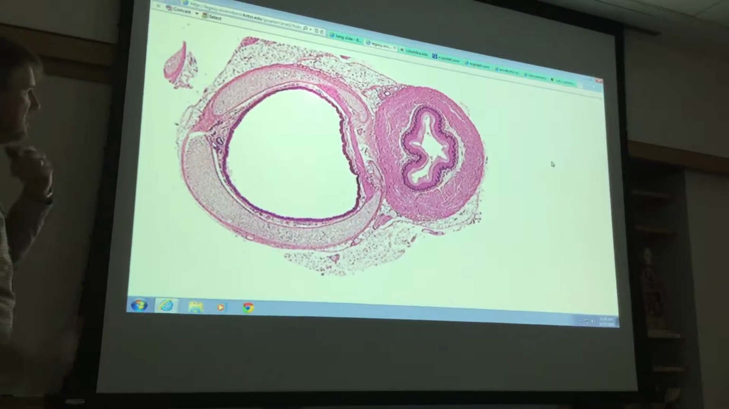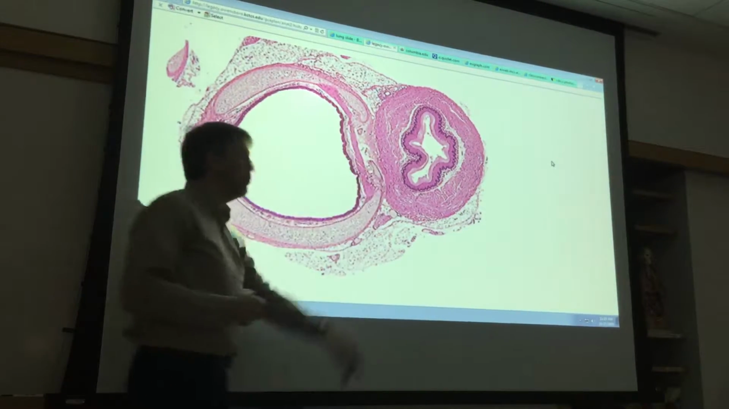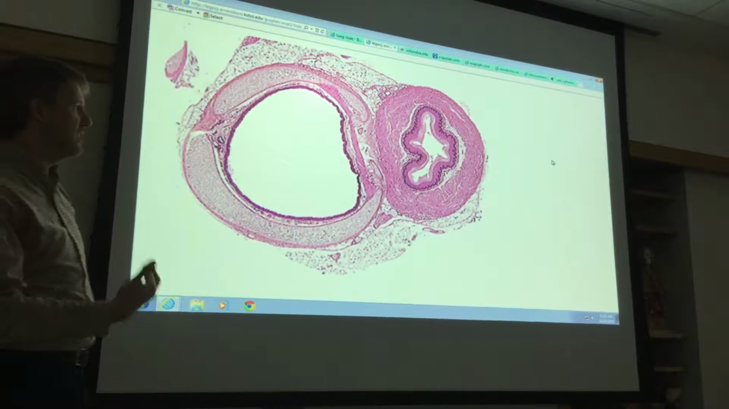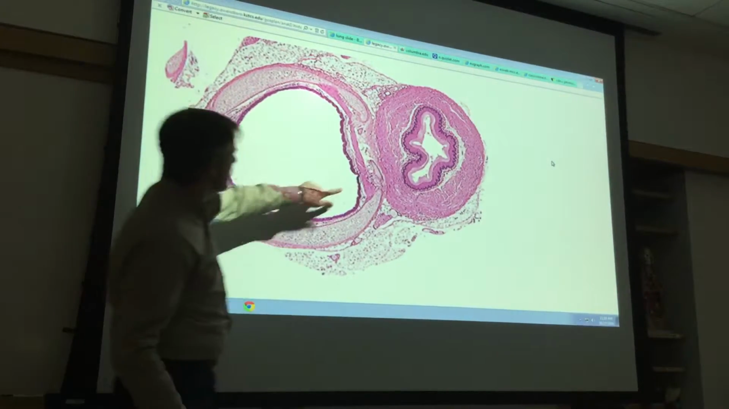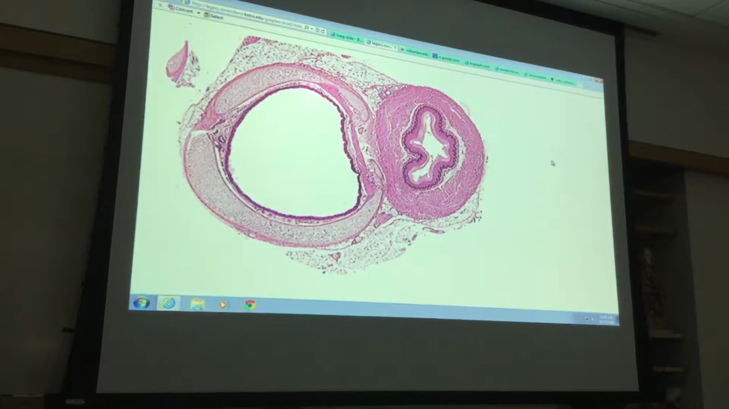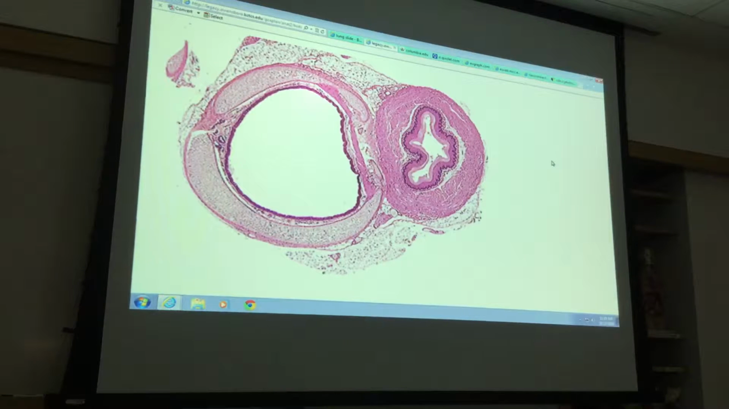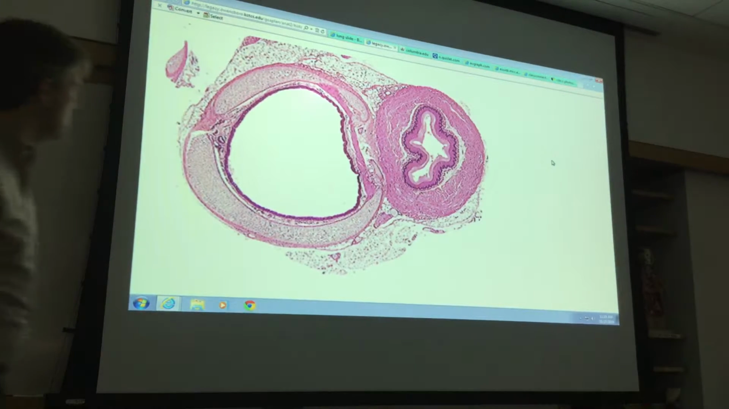Now notice it's not a complete ring, right? It's not complete posteriorly. So where it faces the esophagus, you don't have any cartilage. But what you do have is this little thing running across here, and that's the trachealis muscle. That's a little muscle on the posterior surface of the trachea. What else can you see on here?